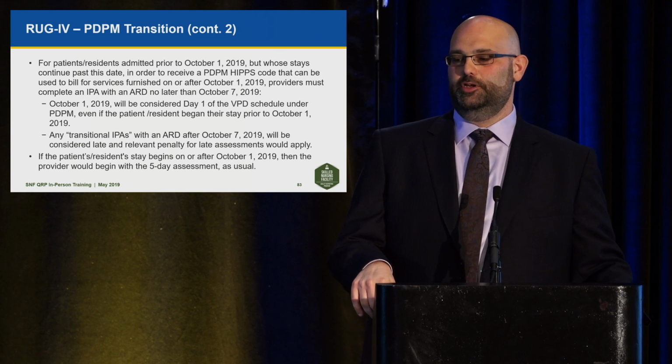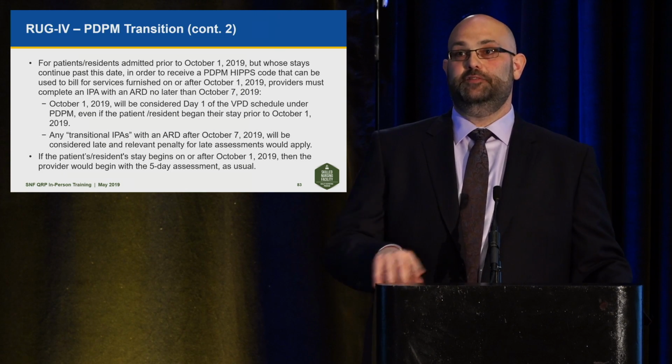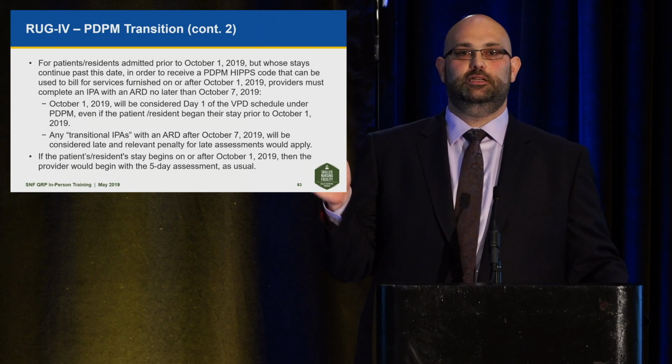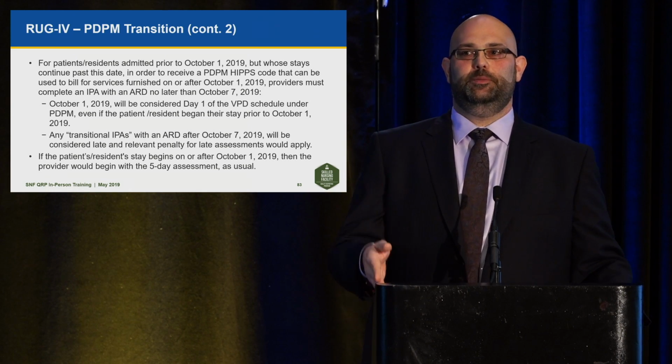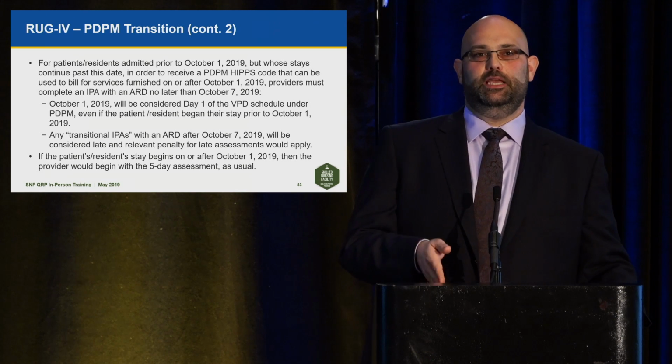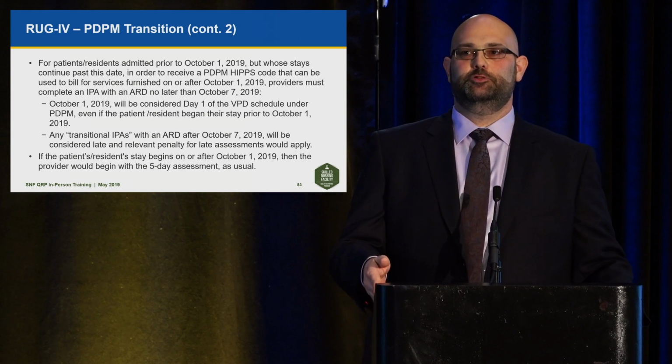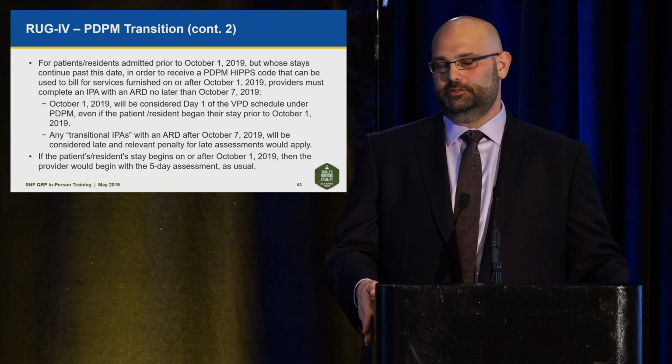The other thing that's important to note about this is that the variable per diem schedule, even if that person has been in the building for 30, 60, 90 days, if you do the transitional IPA, you get the PDPM HIPS code. Not only does the payment begin as of October 1st, but their variable per diem schedule begins at day 1 on October 1st.